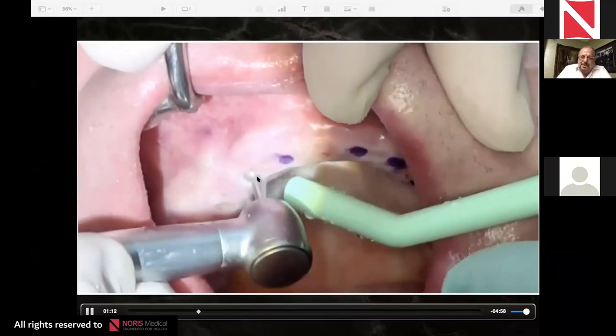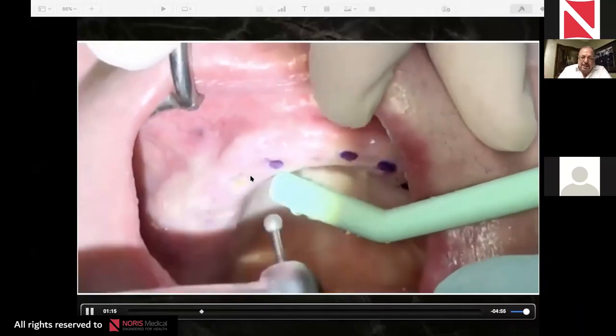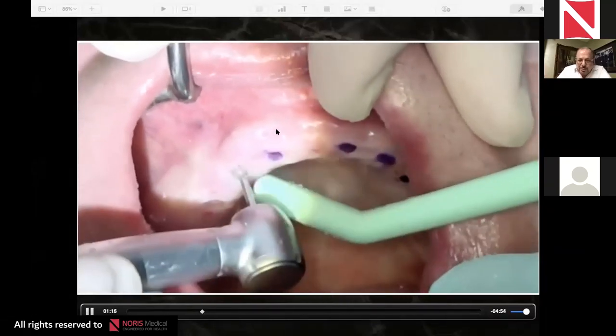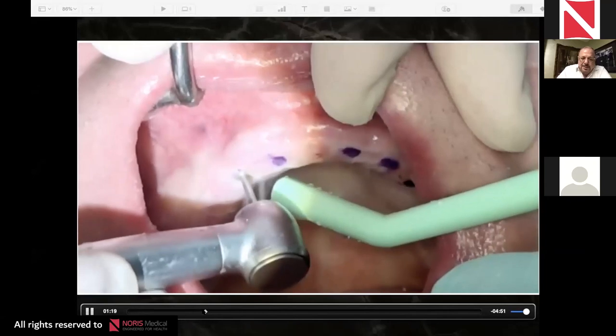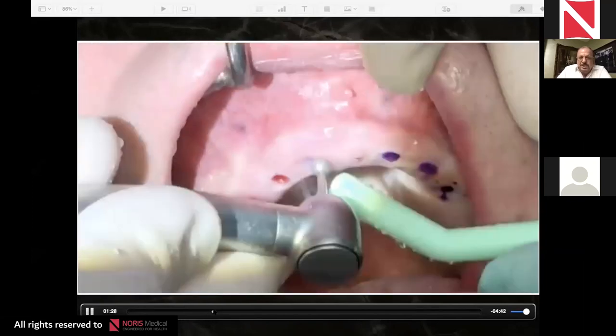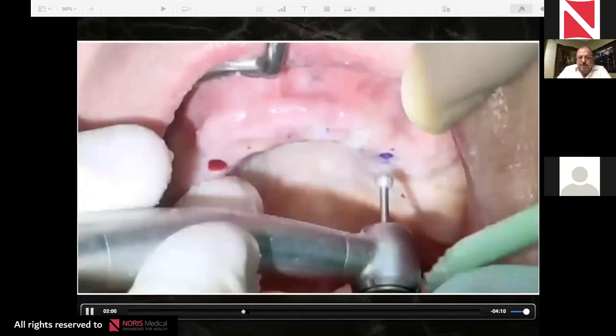I'm going to create my notching in my tissue. You can use a tissue punch if you want of this keratinized tissue. No problem. Let me speed this up a little bit. All right. Do this on the sites here. Let's get to this point just for the sake of time.